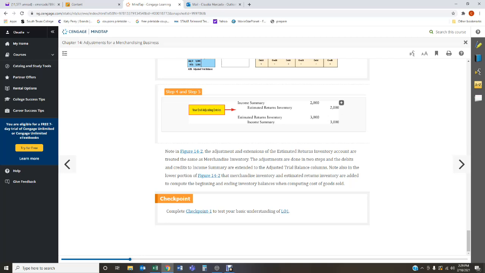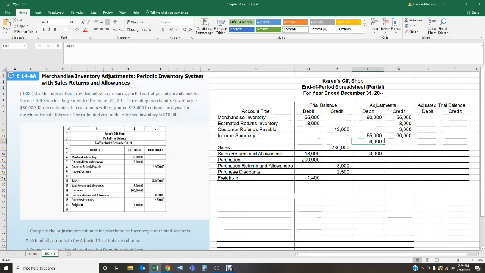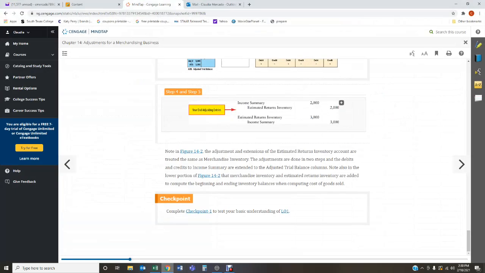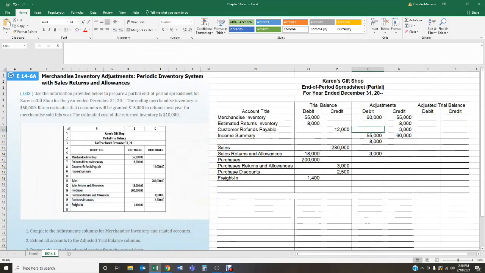So what we are doing is canceling the original transaction. It's stated here that we had planned for estimated returns inventory of $8,000. We had a debit balance. I'm going to cancel that by crediting it. Now we're at 0. Now I can record my entry for the correct amount. My estimated cost of returned inventory is $10,000. So that is the correct amount I'm going to enter. According to the problem here, I'm going to debit estimated returns inventory for the correct amount, and I'm going to credit income summary. So the correct amount is going to get debited for the $10,000.